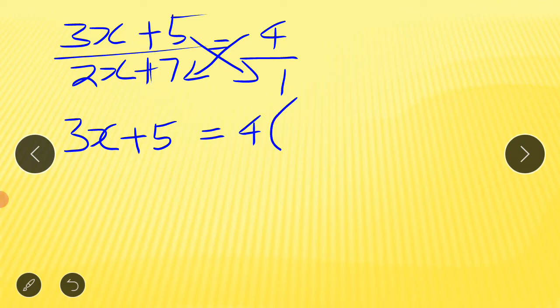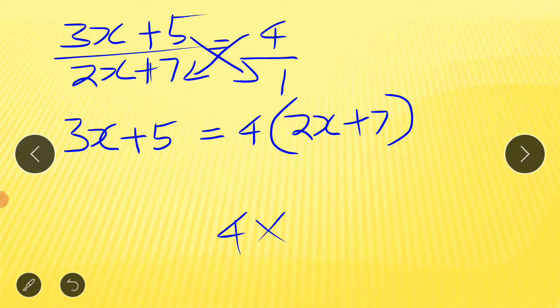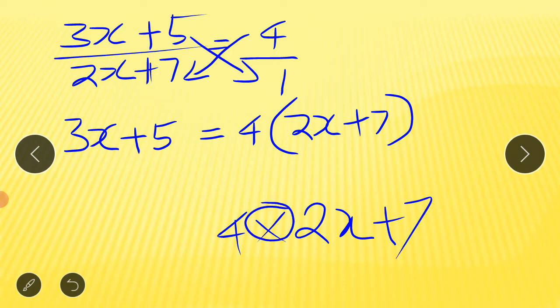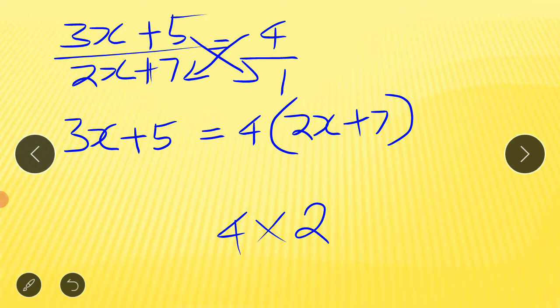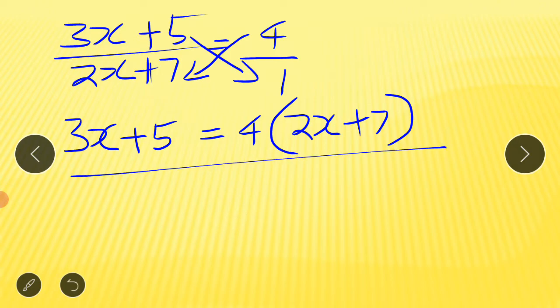4 into (2x + 7), because this expression has two terms, a bracket is compulsory. Without the bracket we should not write like this. This is wrong. If we write 4 into 2x plus 7 like this, it is wrong, because this multiplication is only for 2x, not for 7. So we have to write it within the bracket. So 4 into (2x + 7). See, now we received it like this.